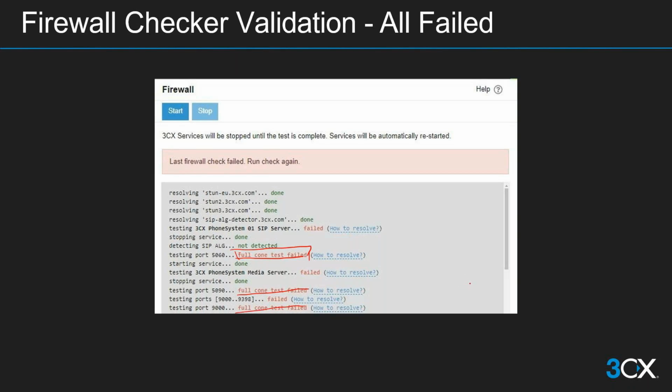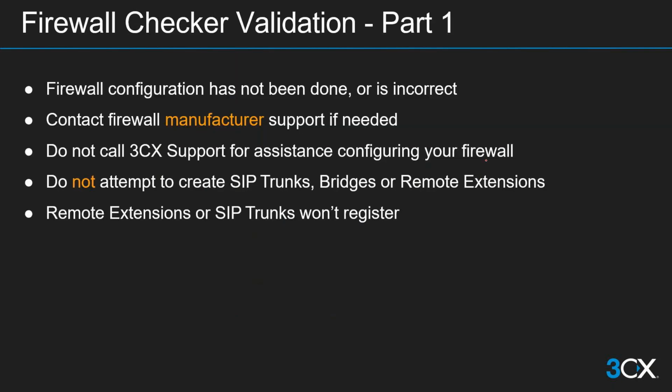Either no port preservation at all is implemented, or the full cone is not available. Firewall configuration has not been done or is incorrect. Contact firewall manufacturer support if needed. Do not call 3CX support for assistance configuring your firewall. Do not attempt to create SIP trunks, bridges, or remote extensions. Remote extensions or SIP trunks won't register.